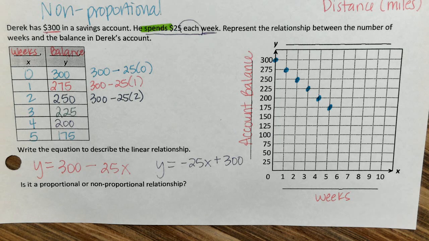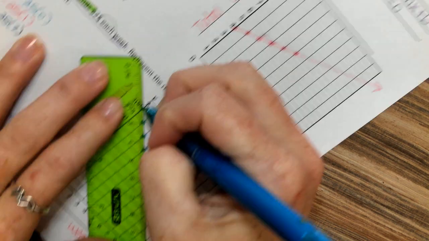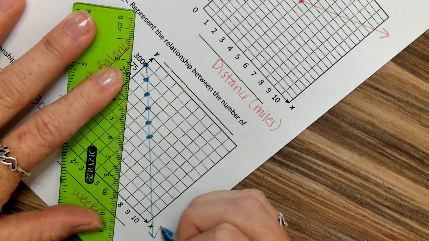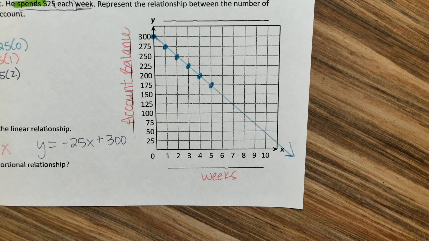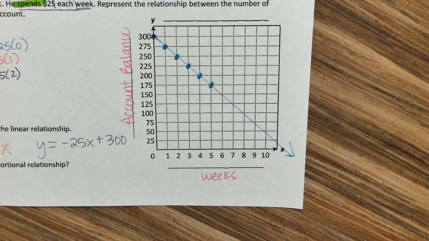Why is my line going down? Because I'm spending money. My slope is negative. Remember to extend your graph with your straight edge all the way through with an arrow showing that it's going to keep going. Well, it's actually going to stop once he gets to $0, right? Eventually. Yeah, he could go into a negative account balance.